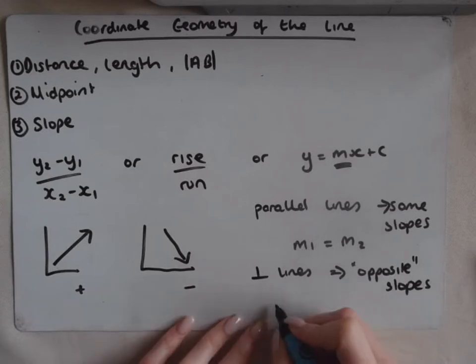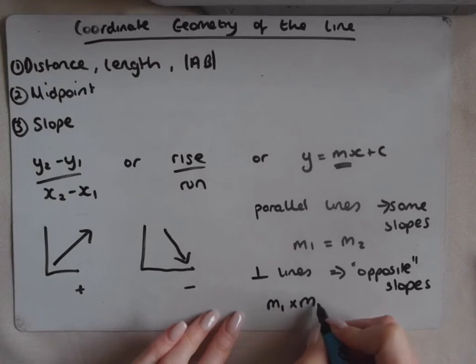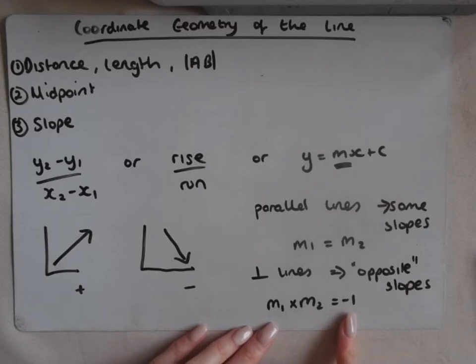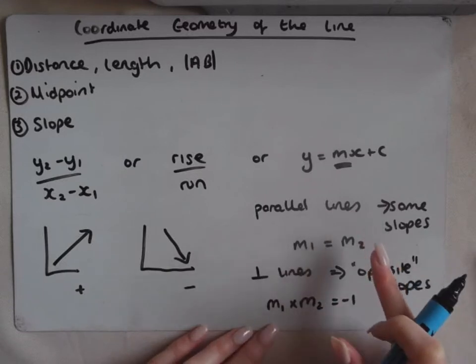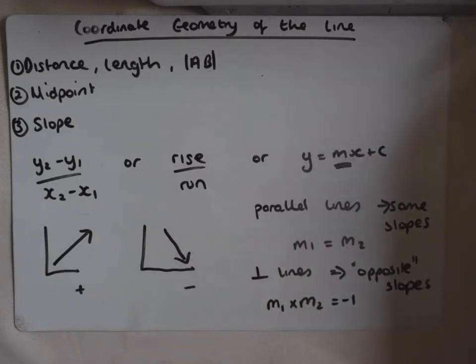To show that two lines are perpendicular, you do m1 times m2 equals minus 1. So you multiply the two slopes and your answer should give you minus 1. If it does, then the two lines are perpendicular. If the two lines are parallel, then your first slope should equal your second slope.